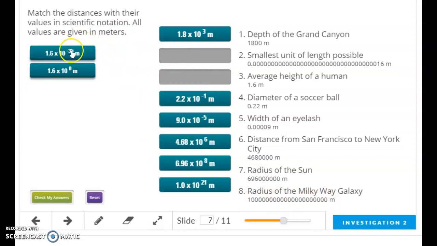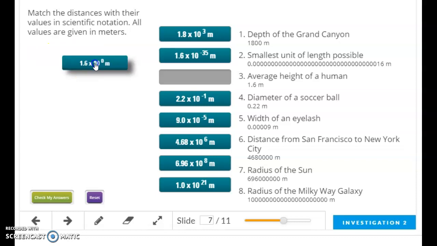Okay. Now we're doing the exact opposite. This is a very tiny, tiny number, 1.6 times 10 to the negative 35. That means I need to shift this decimal to the left by 35 spaces. See how tiny this number is? Okay. And now I have 1.6 times 10 to the 0. Anything to the 0 power is 1, so it's just 1.6 times 1. So it's still just 1.6.